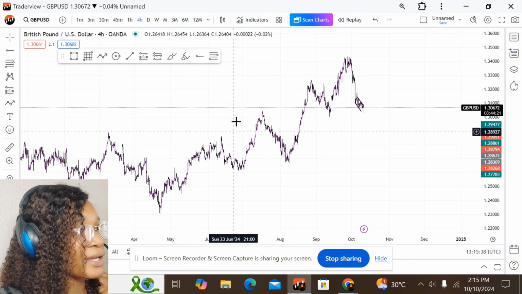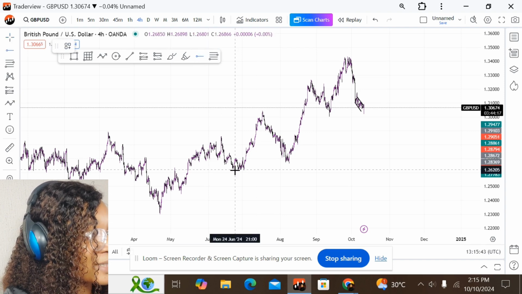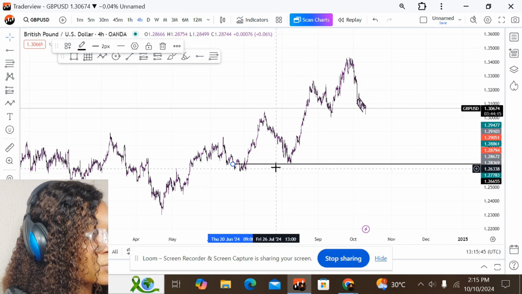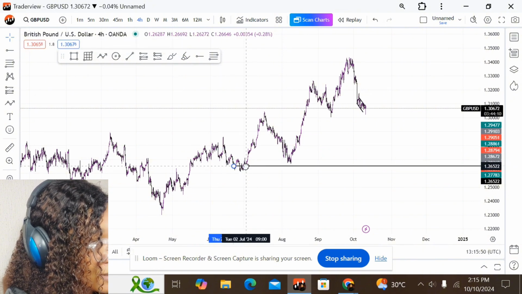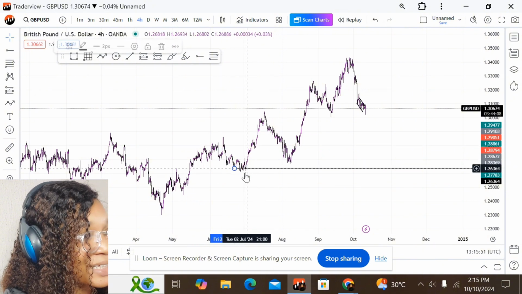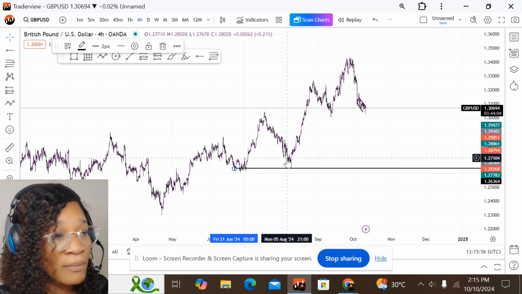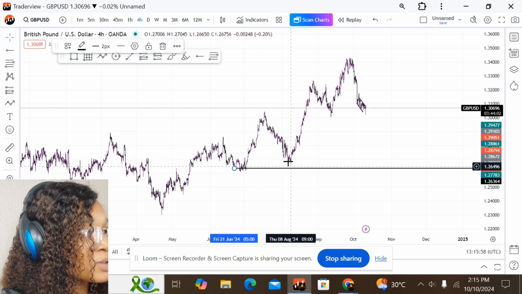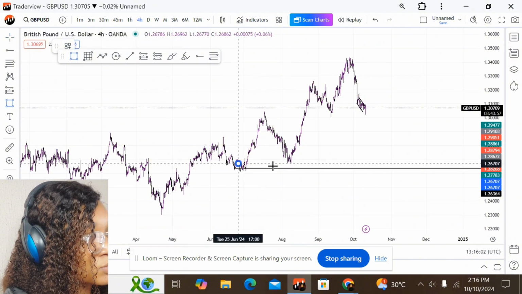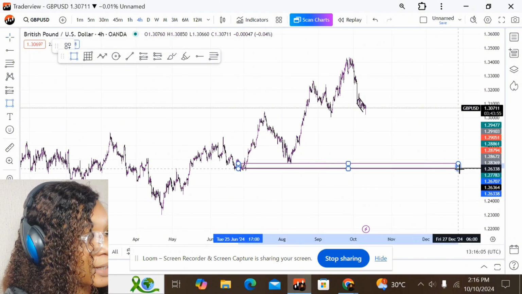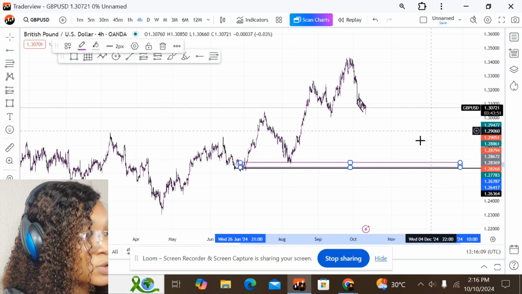So let's start here. This zone right here, you can see that it has been tested about twice. It has been tested as a support. Also here, remember I said it is a zone, it is not a line. So this zone has already been tested, or rather, let me use a rectangle so that you would get what I am trying to do. So this is a support zone.